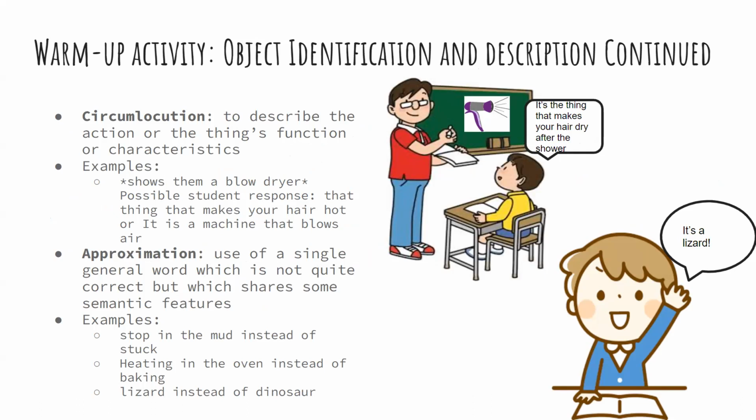Another way a student can approach this is approximation, which is the use of a single general word, which is not quite correct, but shares some semantic features. For example, if you show a truck that appears to be stuck, they can say stop in the mud instead of stuck. They say heating in the oven instead of baking. Or if they see a picture of a dinosaur and they say it's a lizard. It's not quite right, but in the same department.